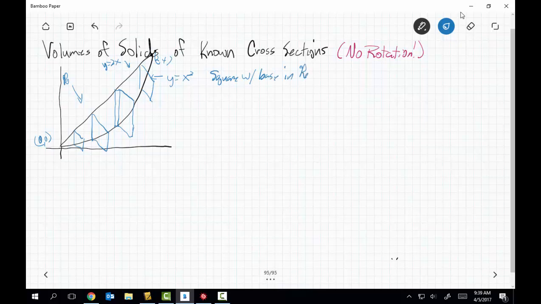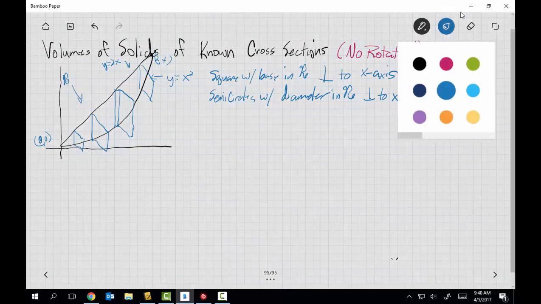Now, you'll often see this as perpendicular to x-axis. Notice, again, our slice of action is perpendicular to the x-axis, as are the squares. The squares themselves are perpendicular to the x-axis. And there's a little applet I'm going to show you as well. How about semicircles? Semicircles with diameter in the region and perpendicular to x-axis. Like, what would those look like?